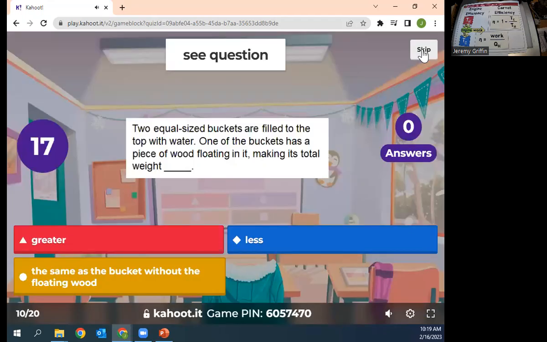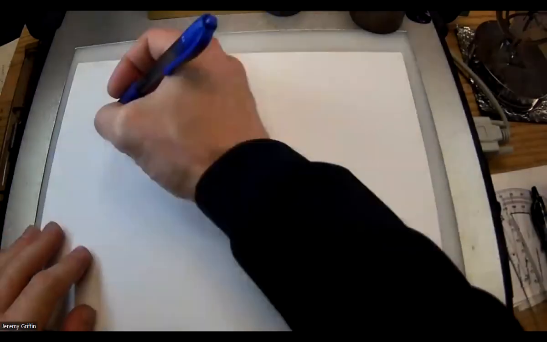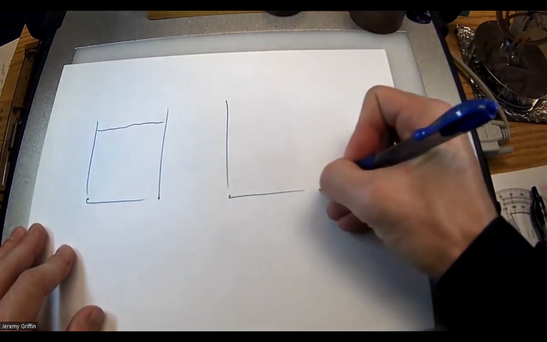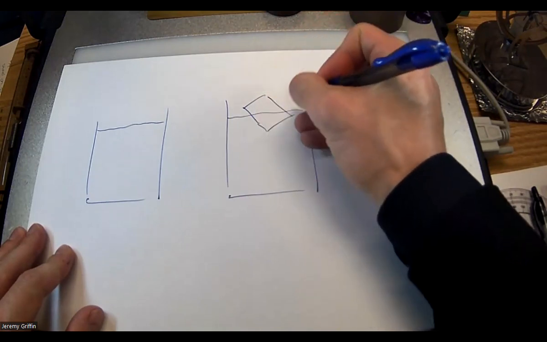Two equal-sized buckets filled to the top with water. One bucket has a piece of wood floating in it. Okay, now why would it have the same weight? Right, now this one I do want to draw up because this one takes some thinking, but okay, so I got a glass of water here, and I got a glass of water that has a piece of wood floating in it. Maybe wood's like floating here.